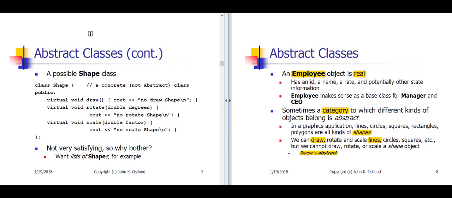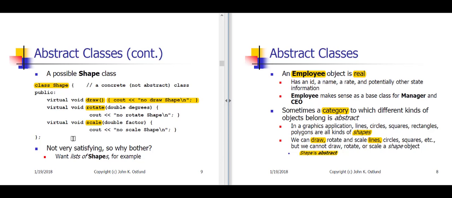Here on slide 9 is one way of implementing a shape class. We're saying that a shape has these three virtual functions: draw, rotate, scale. And we could come up with other operations that we ought to be able to do on shapes. But there's nothing really useful we can do to implement these functions. On slide 9, we've provided these silly implementations where the definition of each function basically says, sorry, you can't do this. So if you have a shape and you say you want to draw a shape, you'll get a message on the screen saying, no draw shape, and so on.